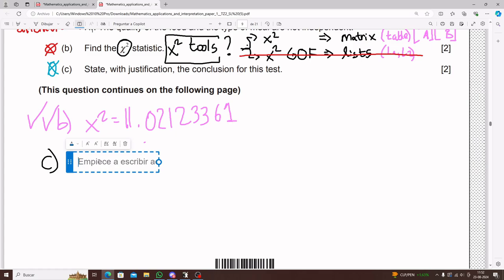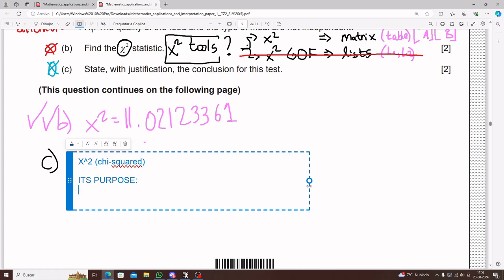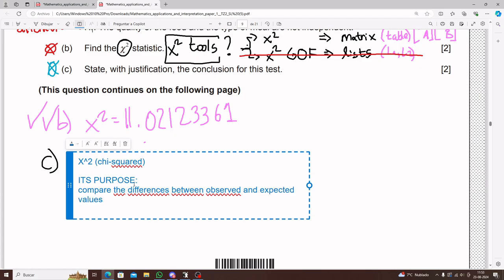Here's the main idea. A chi-squared, its purpose. Its purpose is to, I'm going to say compare, compare the differences between observed and expected values. Okay?